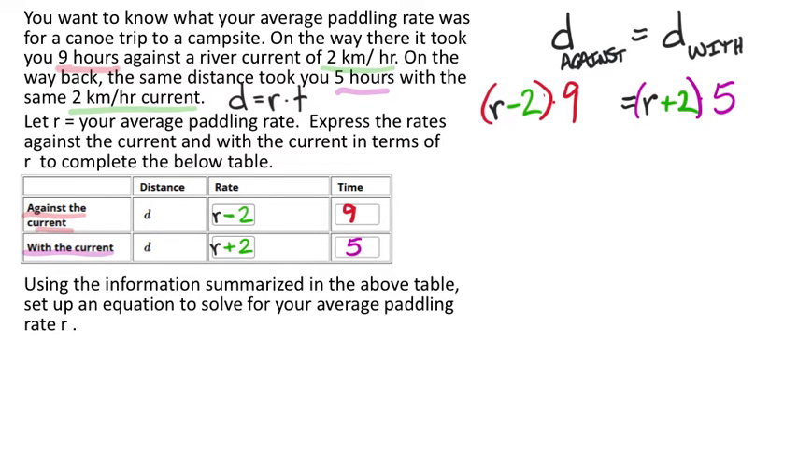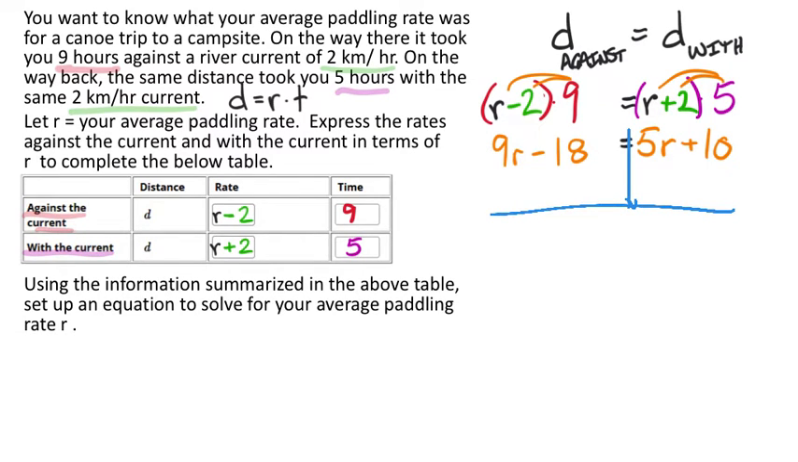Now that I have it, I'm able to solve. I'll distribute the 9 into the parentheses. That'd be 9r minus 18. And then this would equal, distributing the 5 here, that'd be 5r plus 10. Okay, so I can use the principle of equality here to start solving this. So remember, whatever I do to one side, I got to do to the other side. I'm going to keep my r's on the left and then the numbers on the right.